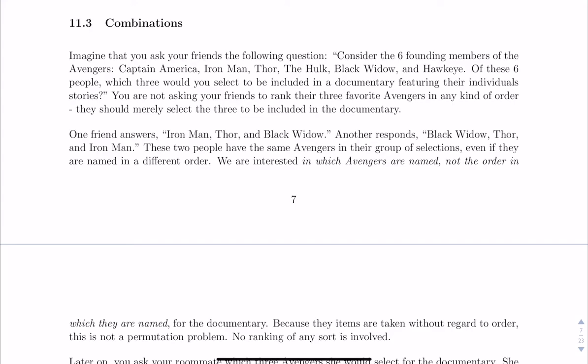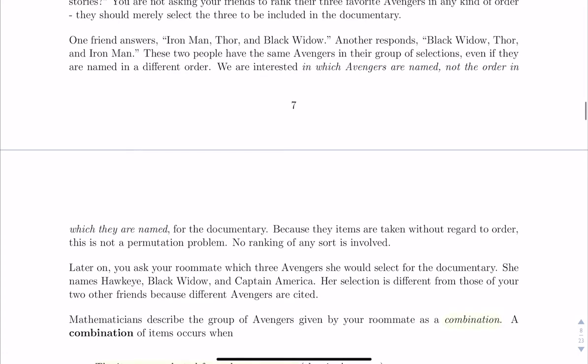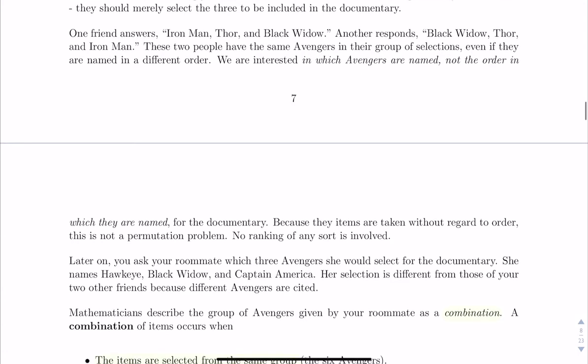These 2 people have the same Avengers in their group of selections, even if they are named in a different order. We are interested in which Avengers are named, not the order in which they are named. Now, because the items are taken without regard to order, this is not a permutation problem. No ranking of any sort is involved.